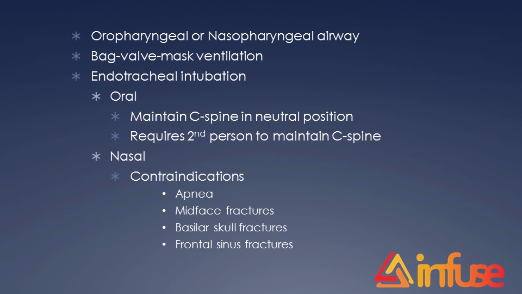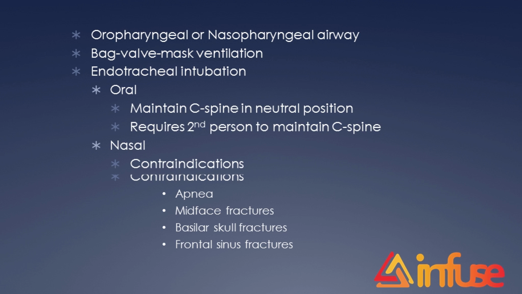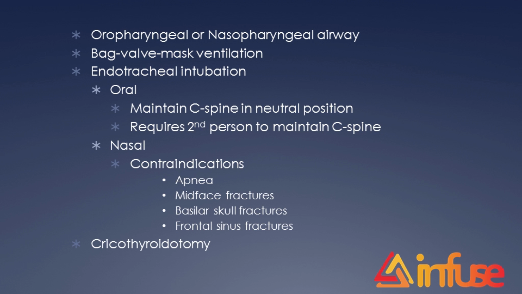The last way that you can provide intervention for their airway is through cricothyroidotomy, and that is where you place a tracheostomy tube. You make an incision into the neck, or the physician would make an incision into the neck and place a breathing tube actually straight into the trachea, and that patient would then have a tracheostomy tube.